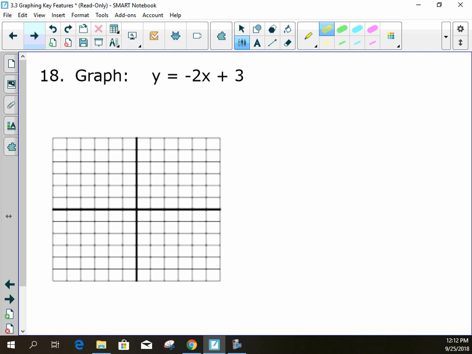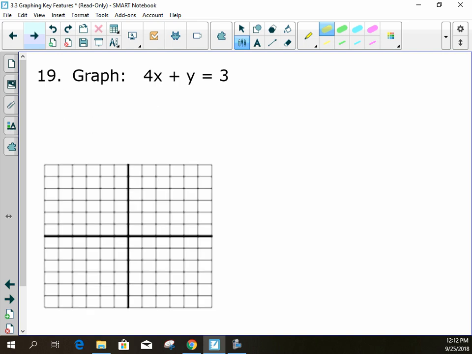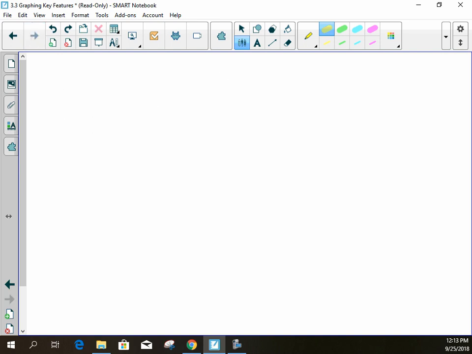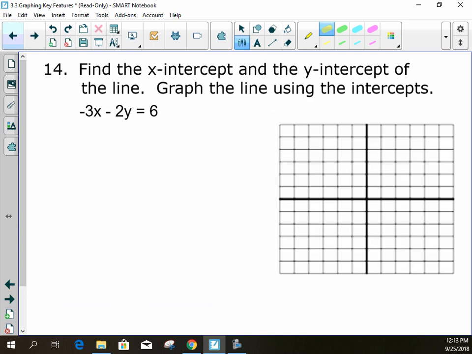Okay. You should be able to graph this. You need to put this in slope-intercept form, and then we're done.